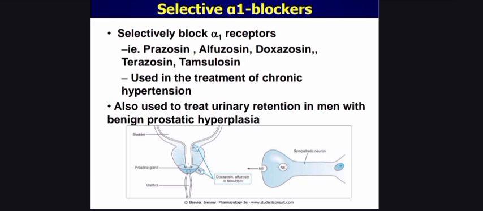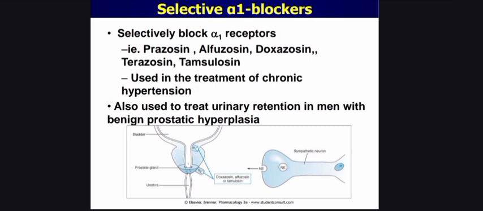Okay. The selective alpha 1 blockers, we have here 5 names: prazosin, alfuzosin, doxazosin, terazosin, and tamsulosin. What's required of you is to know how they work in general, so you can distinguish them from the zosin part, except for the last one, tamsulosin. All of these are selective alpha 1 blockers.